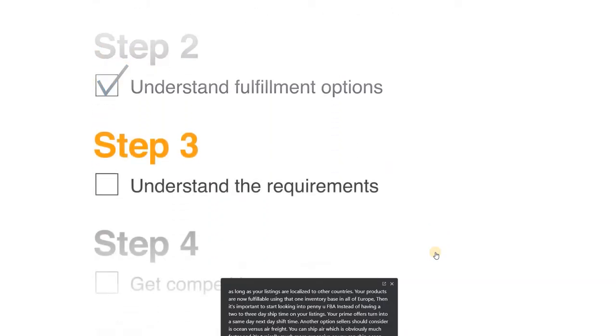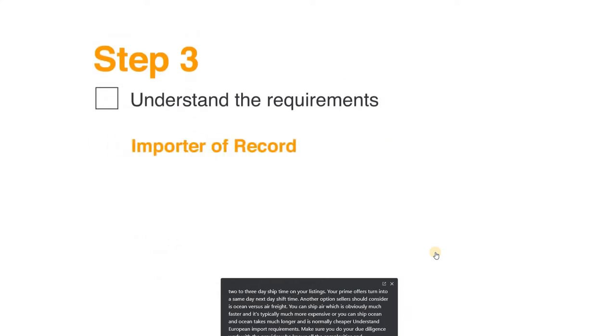Understand European import requirements. Make sure you do your due diligence, work with the provider who knows all the complexities and requirements of getting items into an Amazon fulfillment center and doing it the right way from the start. Selecting the right importer of record. Amazon should never be listed as the importer of record or the exporter of record.